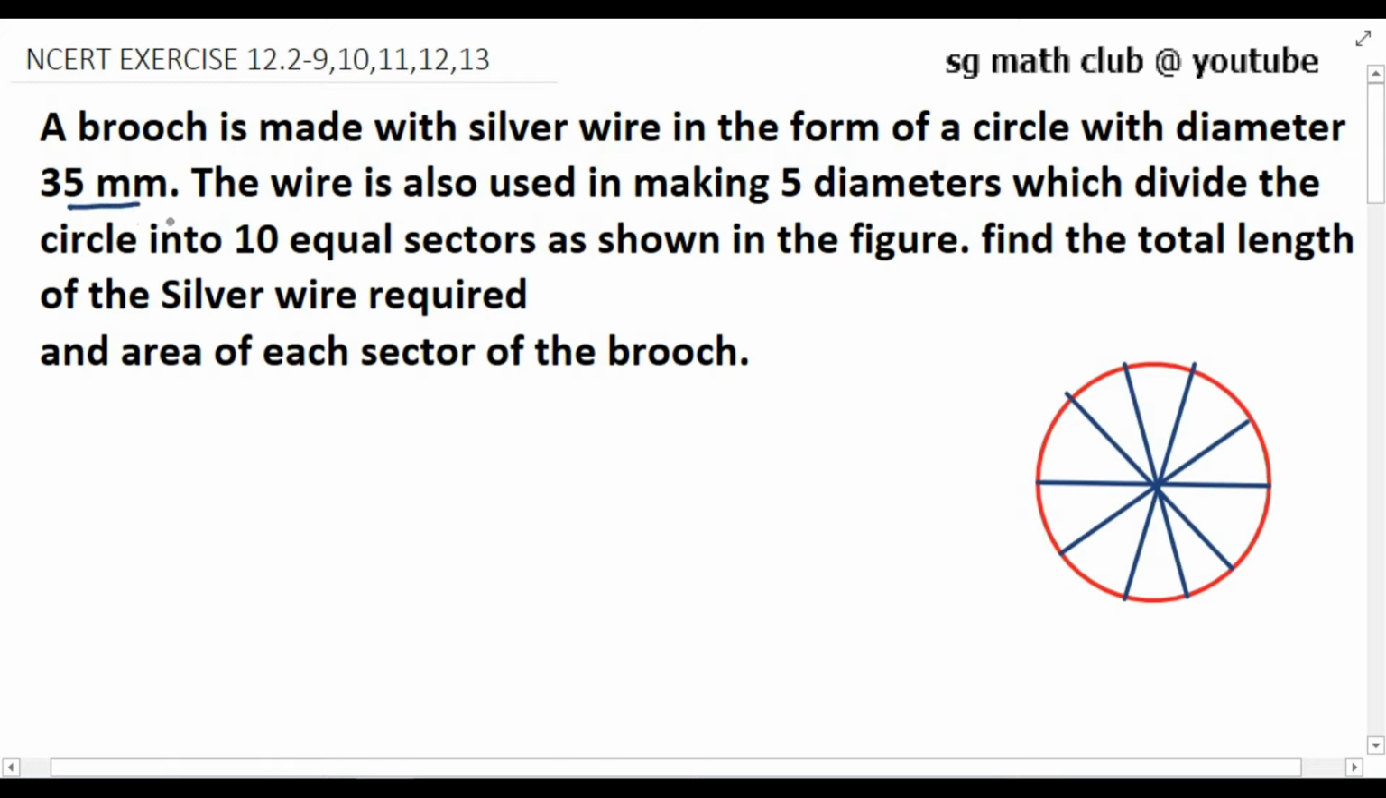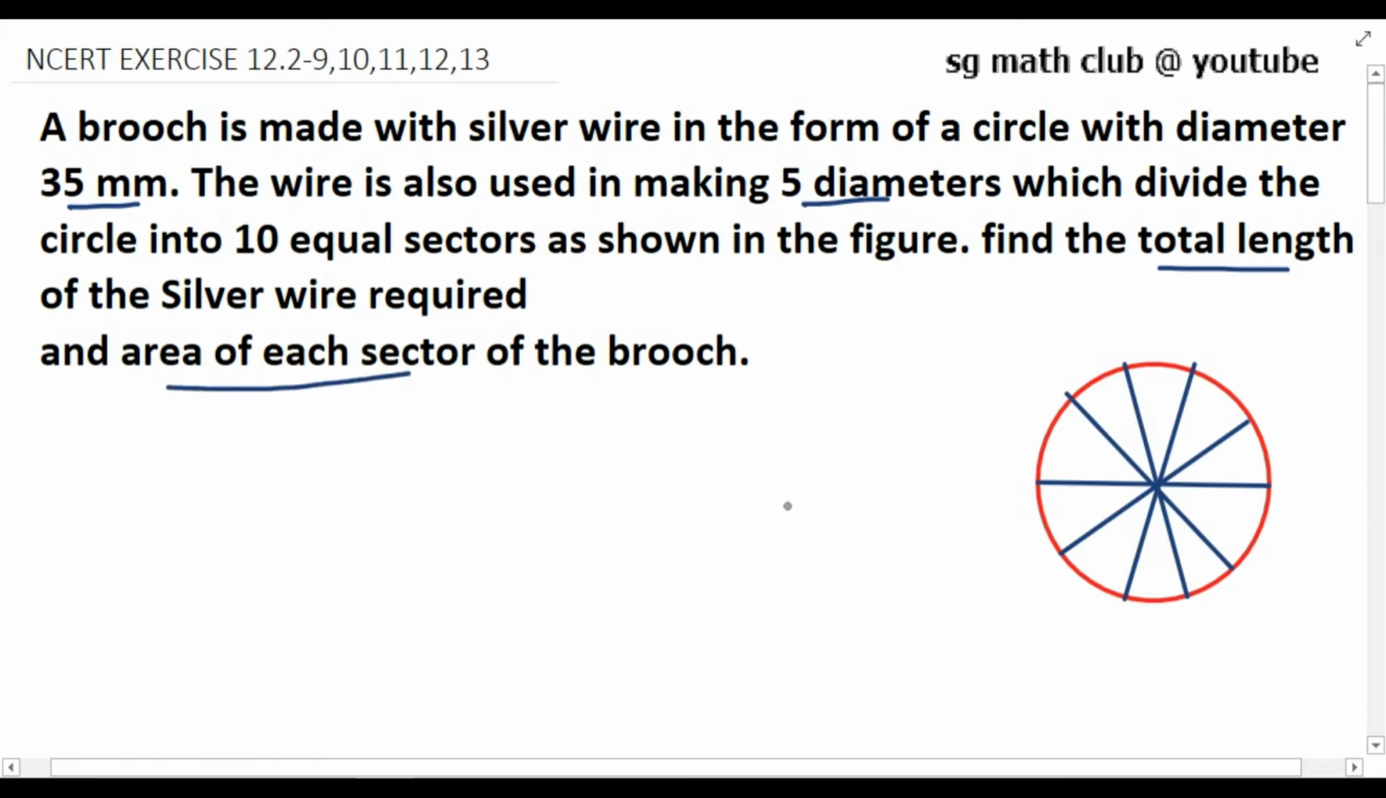35 millimeter. The wire is also used in making 5 diameters which divide the circle into 10 equal parts, as shown in the figure. You can see here 1, 2, 3, 4, 5, 6, 7, 8, 9, 10 equal parts. We need to find the total length of the silver wire required and also the area of each sector.